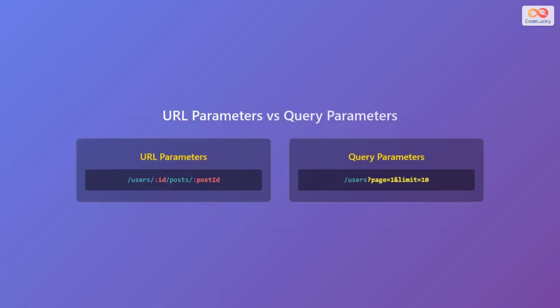It's important to differentiate between URL parameters and query parameters. URL parameters are part of the route path and are used to identify a specific resource, such as /users/:id, /posts/:postId. Query parameters, on the other hand, are used to sort, filter, or paginate data and appear after the question mark in the URL, such as /users?page=1&limit=10. Understanding when to use each type of parameter is crucial for designing clean and maintainable routes.